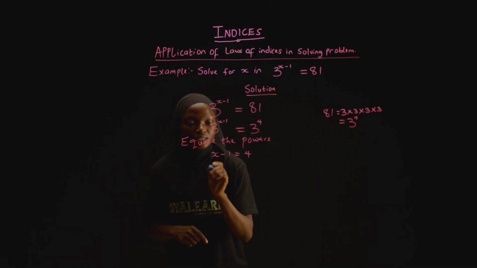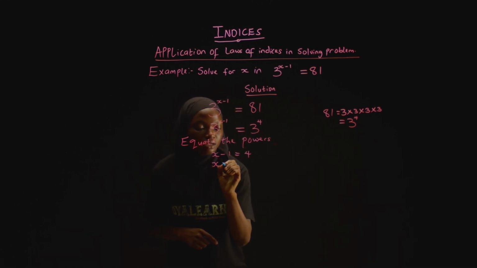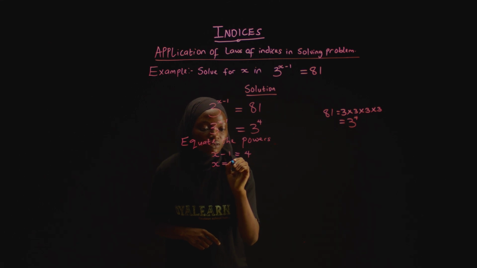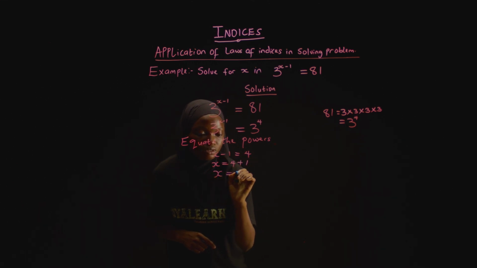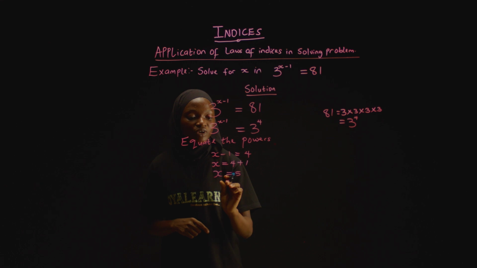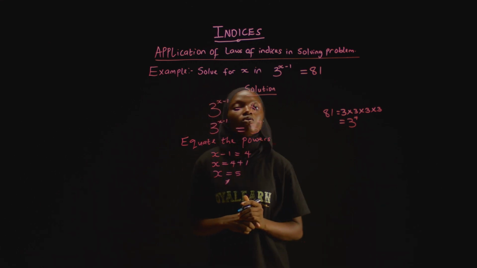And to solve this, we collect like terms. X equals, the number we have here, 4, minus 1 is coming to this side. You change the sign, it becomes plus 1. So we have x equals 5, which gives us the value for x.